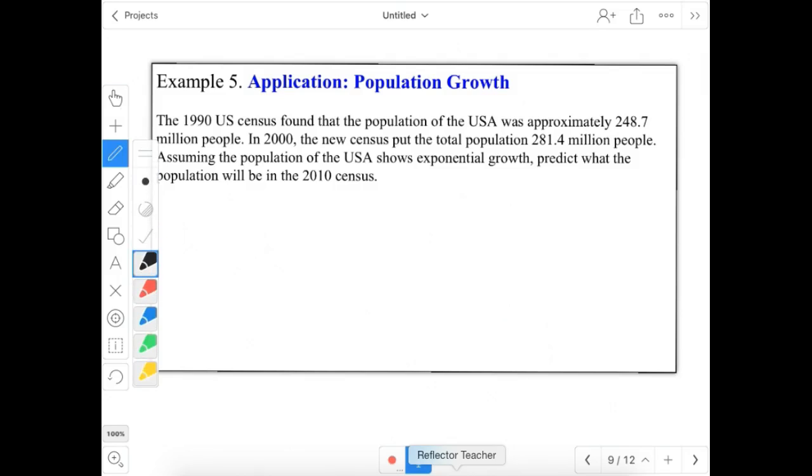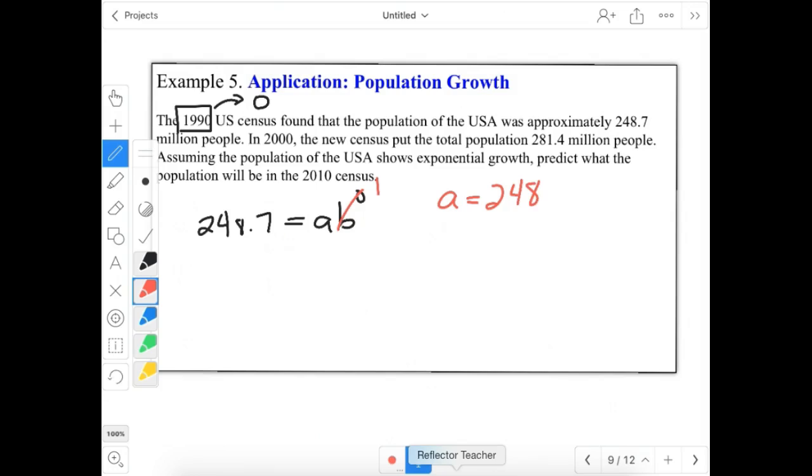So if we're doing a problem like this, I'm going to use that same type of information that I said before, and 1990 is going to be my year 0. So that means that 248.7, which is a y value, would be equal to a times b to the 0 power. So meaning that 248.7 would be my a value. Okay, plug that in. Our next year that they give us is 2000, so that's 10 years later.